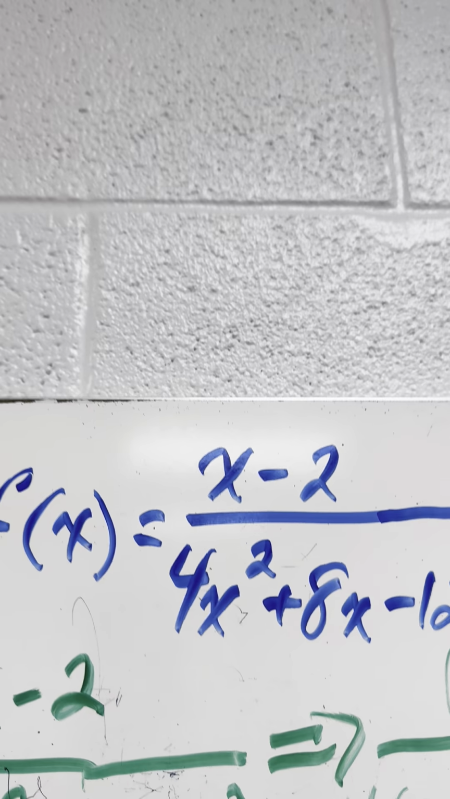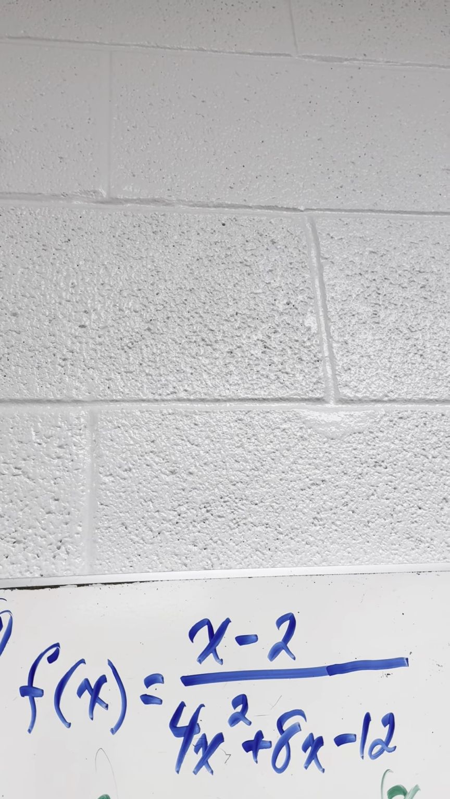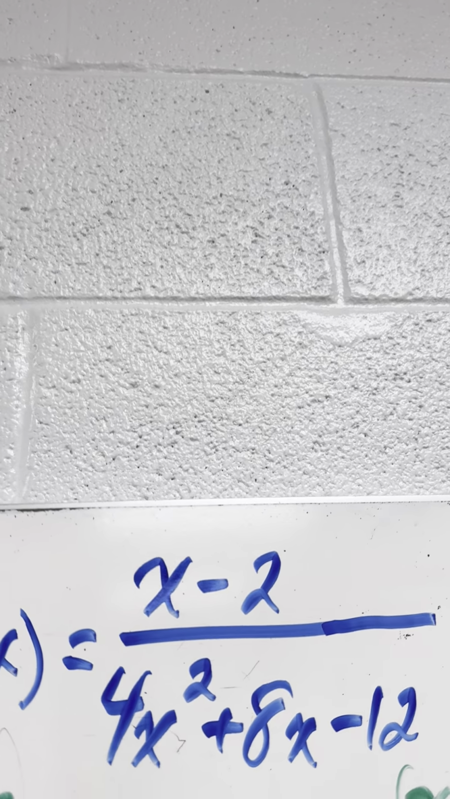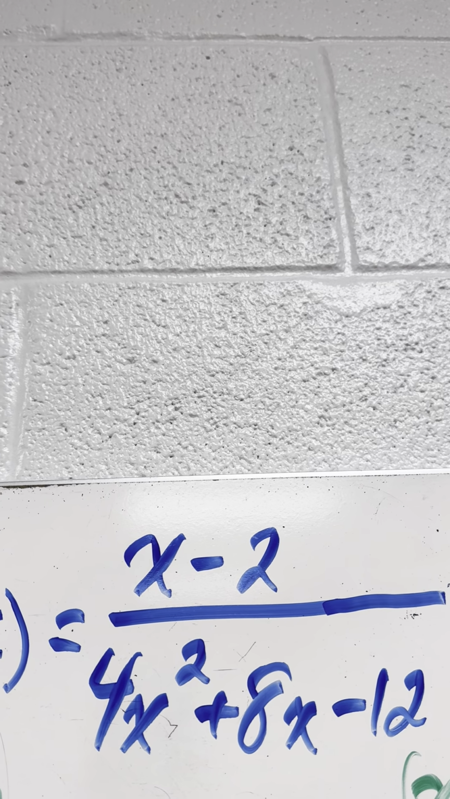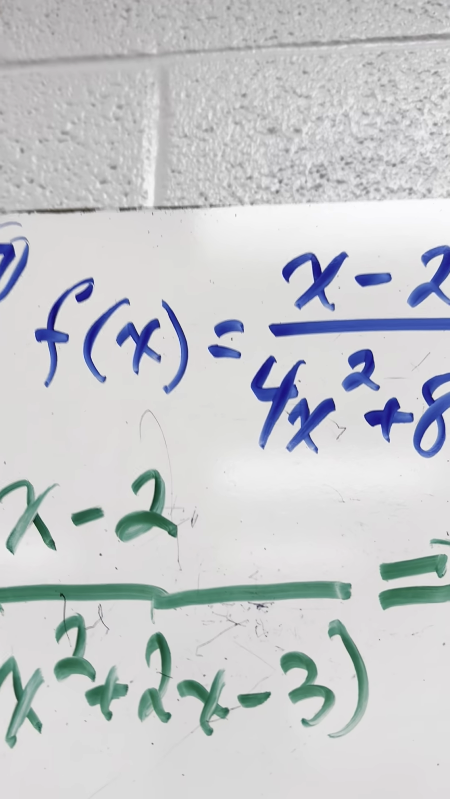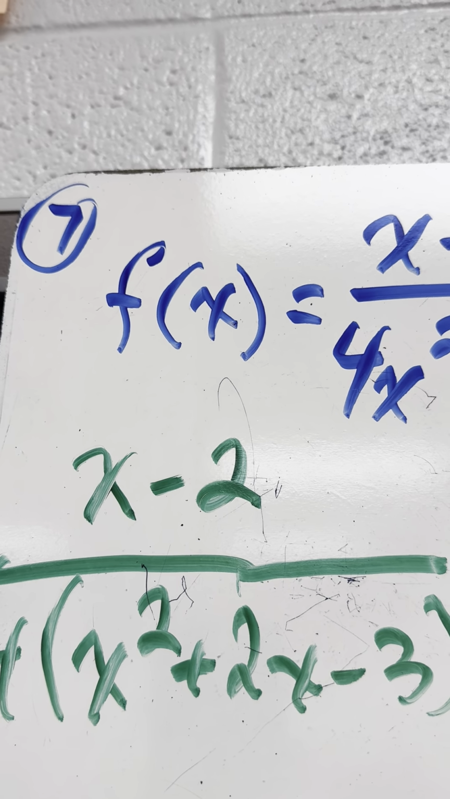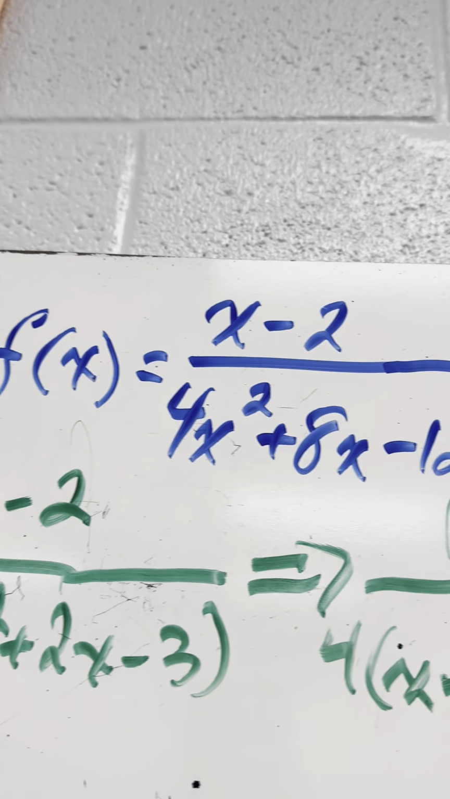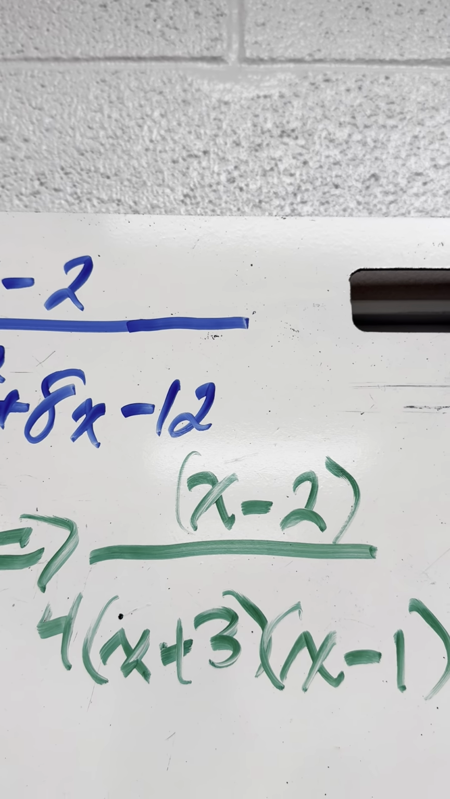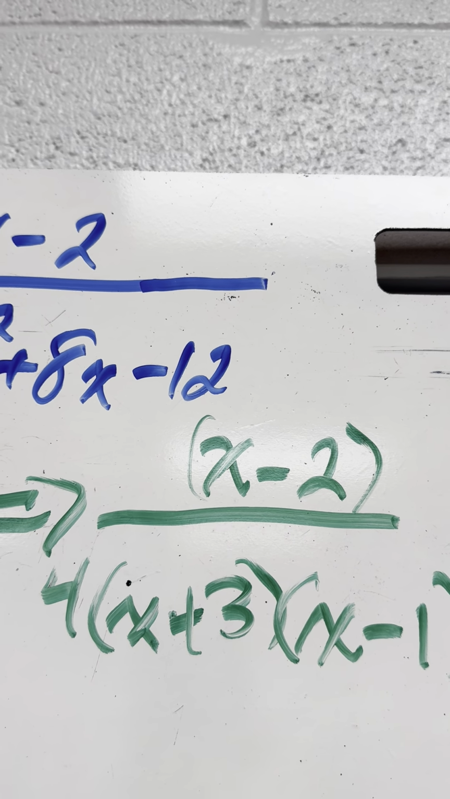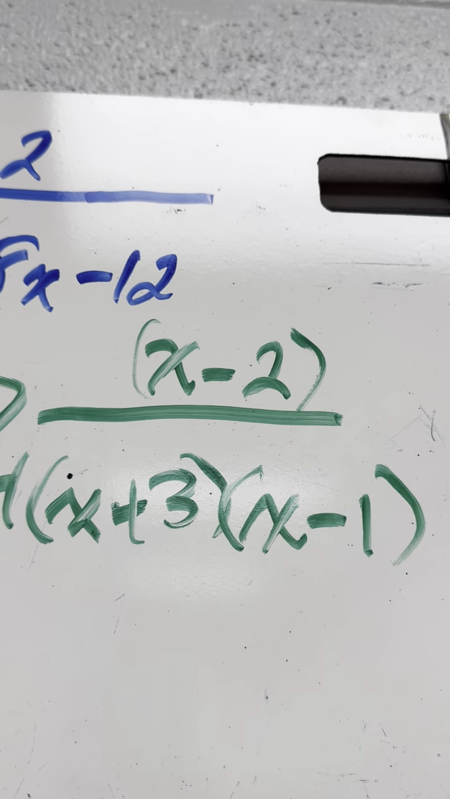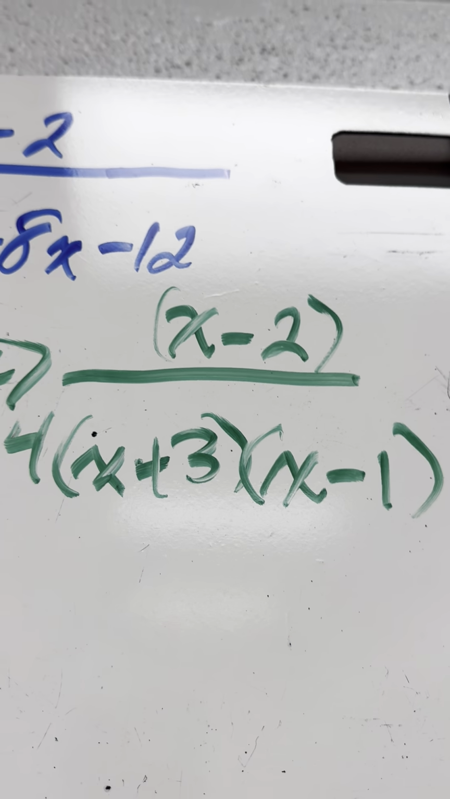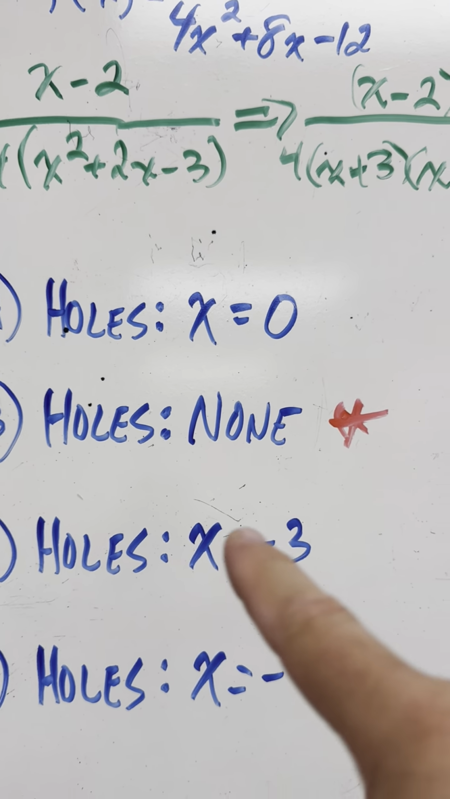Okay. Here, you have this problem, and it says, where are the holes, basically? If you factor 4x squared plus 8x minus 12, you pull out a 4. You get 4 times x squared plus 2x minus 3. The x squared plus 2x minus 3 factors to x plus 3, x minus 1. So now, there's only a hole if x minus 2 cancels with an x minus 2. Does that happen here? No. So guess what? There's no holes. Done.